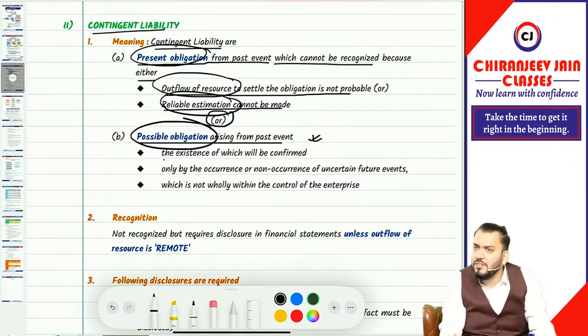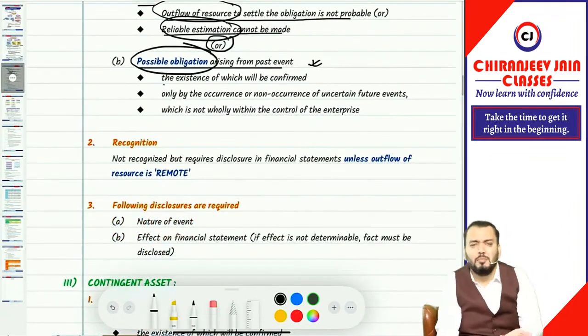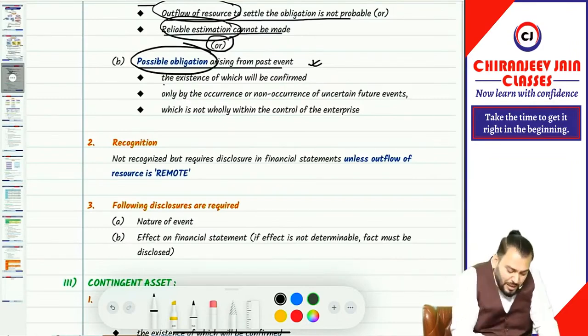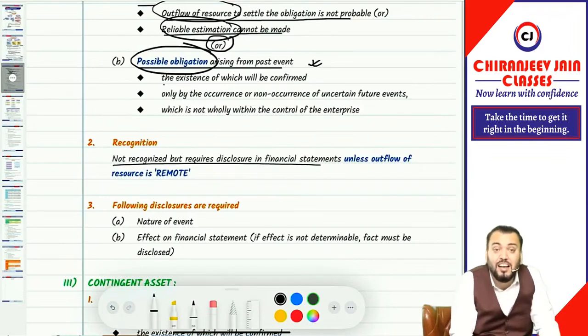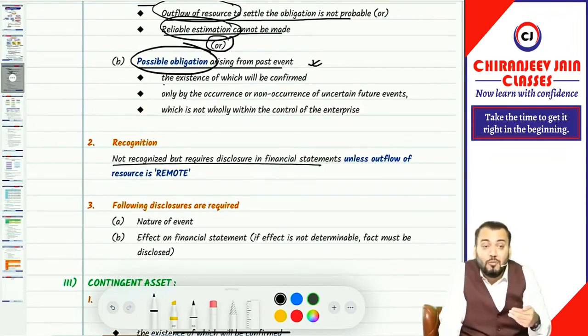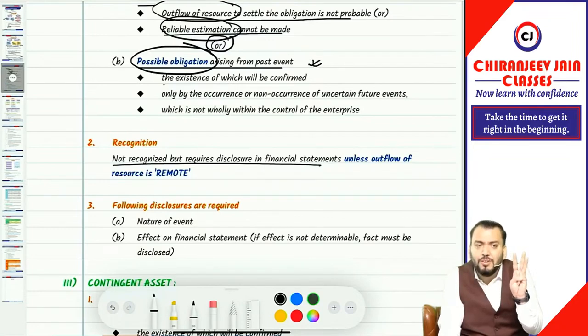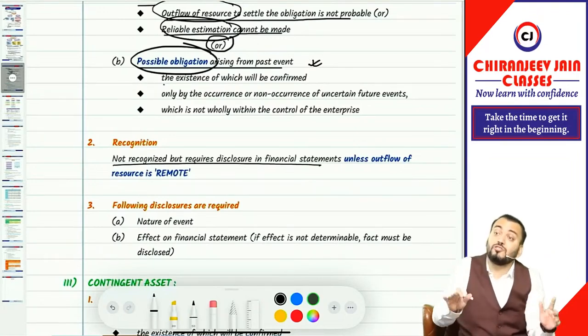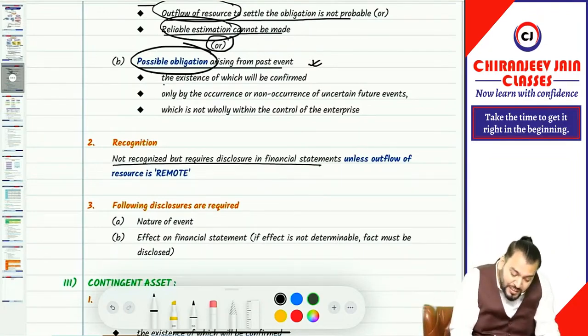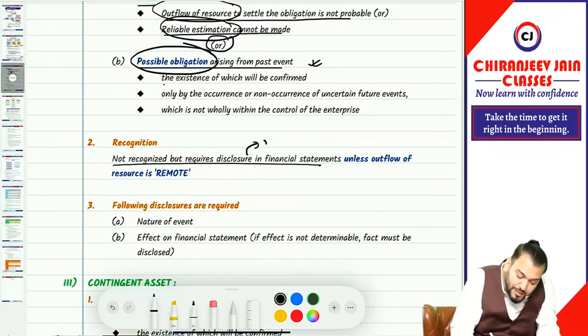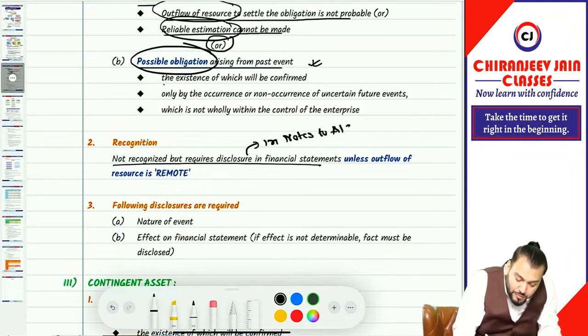Simple definition or not? Simple definition. Contingent liability, whether it will be recognized? Whether we recognize contingent liability? No. So understood, not recognized but requires disclosure in the financial statement. When I say disclosure in financial statement, financial statement consists of balance sheet, statement of P&L, statement of cash flow, statement of changes in equity coming soon in your life, and notes to accounts. So when I say disclose, where? Notes to accounts. So when I say disclosing in financial statement, it is always in notes to accounts. Understood the point?